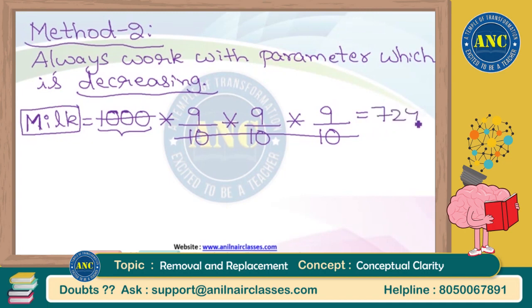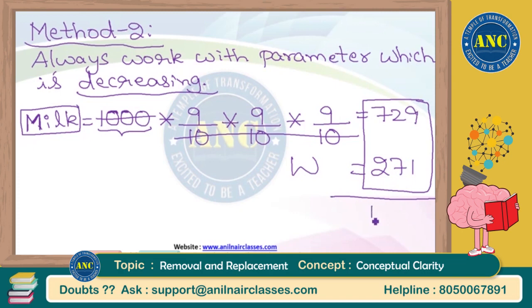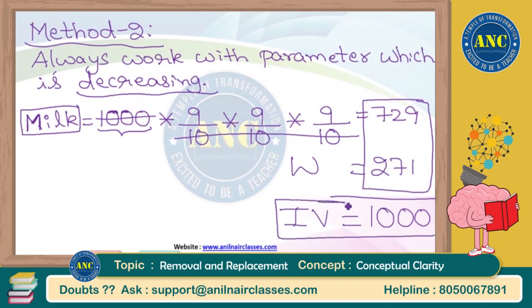729 should be milk. Water should be 1000 minus 729, which is 271. I hope the idea is very, very clear. Milk is 729, water is 271. Milk and water ratio is 729 is to 271. When I add it, I will get 1000. That 1000 is my initial volume. This also is a very, very important point which I explained in method 1 as well.